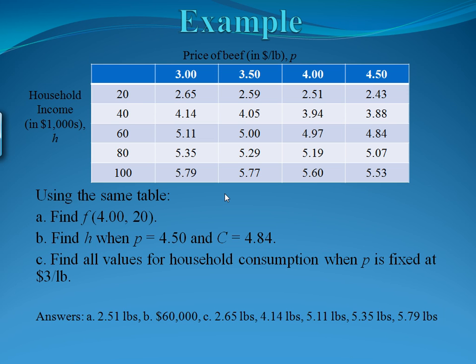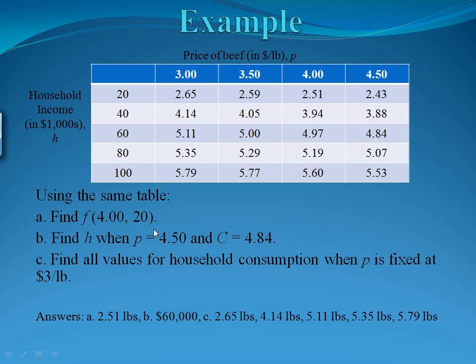So for part A, find f of 4, 20. Remember, our function was f of price, household income. So the price is $4 a pound, household income $20,000. So we want to go to the $4 column and see where that intersects with the $20,000 row. Okay, so $4, 20,000 row, they intersect at 2.51 pounds of consumption of beef.